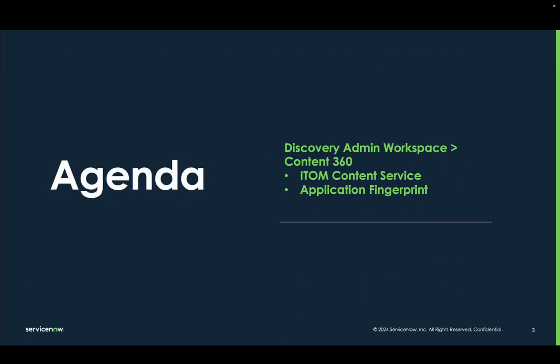I will show you how to use two different features in the Discovery Admin Workspace to help you discover non-out-of-the-box applications quickly. Firstly, using the newer ITOM Content Service, and then using application fingerprinting. And finally, I'll end with some tips on when to use the different methods.